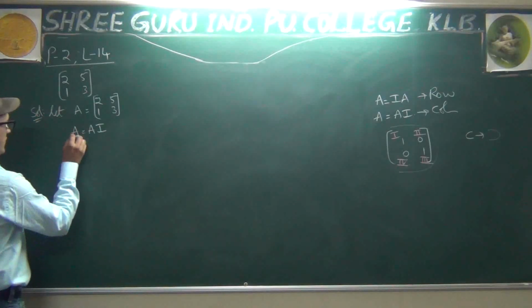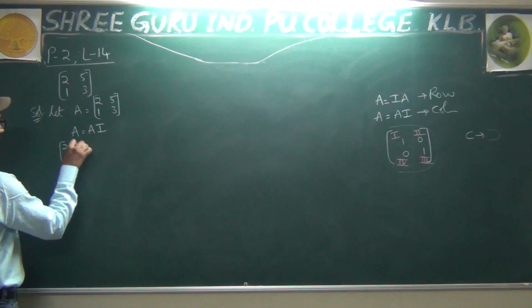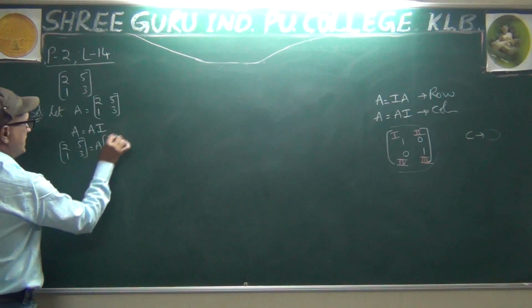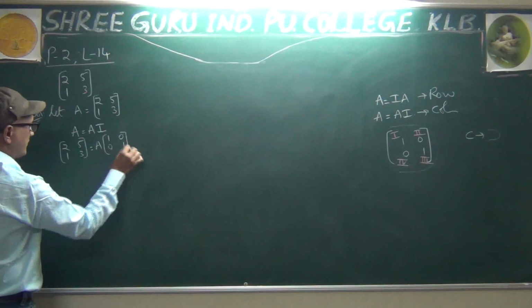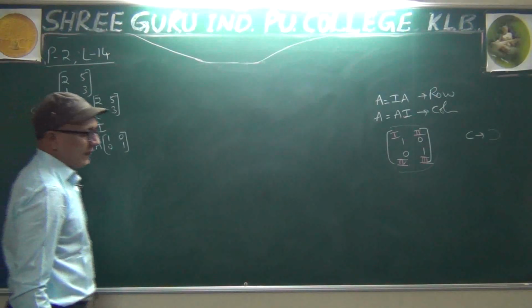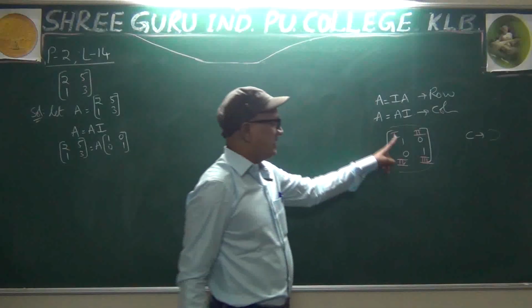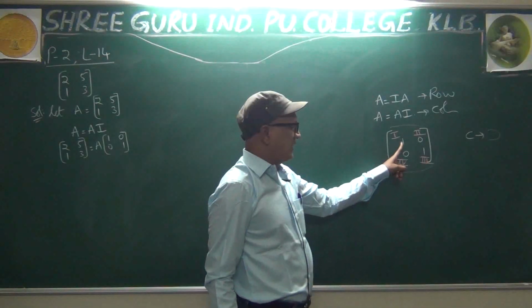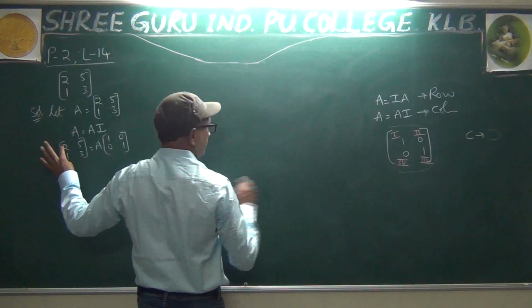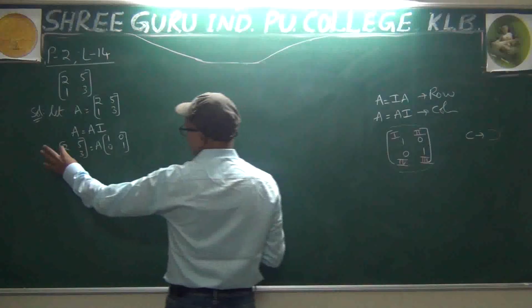Right. What is A? 2, 5, 1, 3. I is 1, 0, 0, 1. Okay? Right. Now, our Roman letter 1 is here. At this place we want 1.